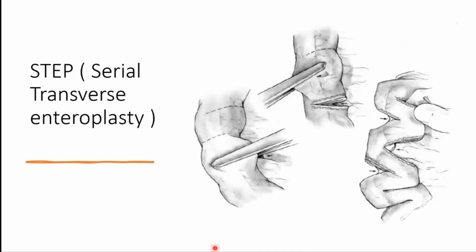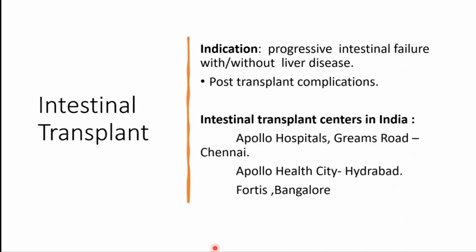Next is serial transverse enteroplasty. This also can be done, but in neonates the problem is that the diameter of the gut is very small, so it is difficult. Secondly, this will require a long anastomosis if we do multiple, so the chances of leakage and anastomotic dehiscence are more.